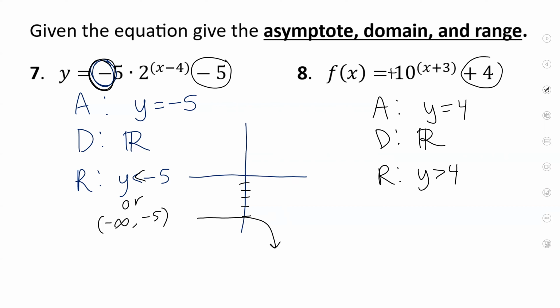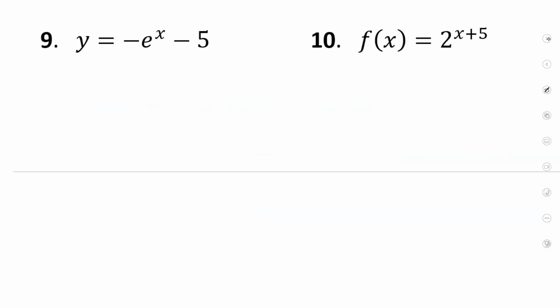Okay, let's look at the next one, number 9. What is your base here? For number 9, what's the base? No, this is your base here. E. So those are the bases you'll see. You'll see 2, 10, and E as your bases. So here your base is E. It doesn't do anything. It's just your base.